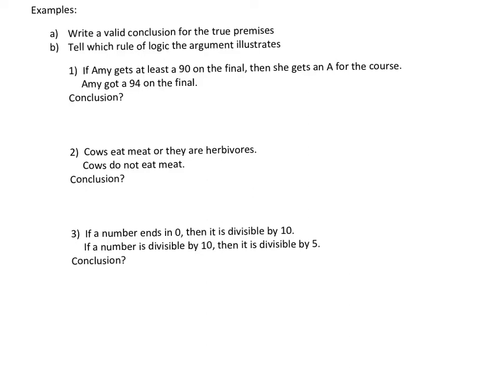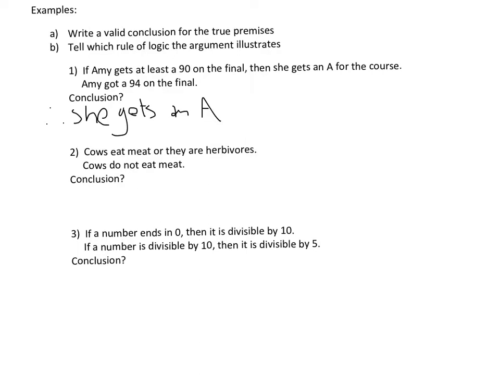Example number 1: if Amy gets at least a 90 on the final, then she gets an A for the course. Well, what's true? Amy got a 94 on the final. Therefore, she gets an A for the course. Now, what rule of logic did I use for that?